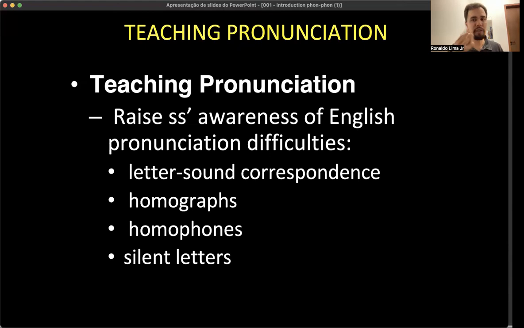So I'm going to show you just four examples, okay? Just to go in a more practical manner at the end of this presentation. So I'll talk about letter-sound correspondences, homographs, homophones, and silent letters, okay?